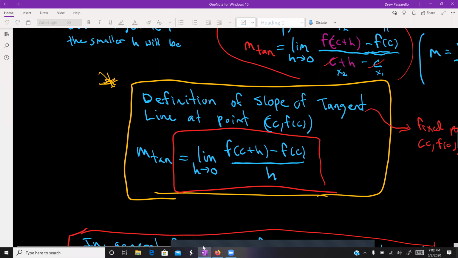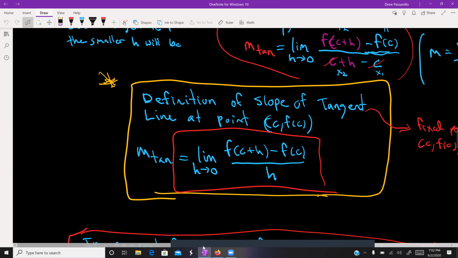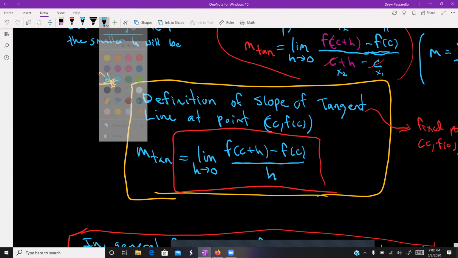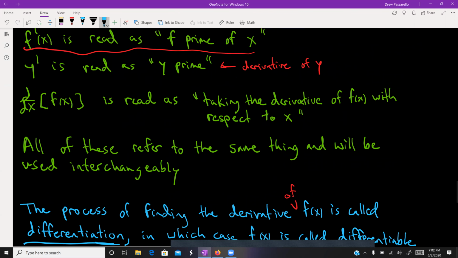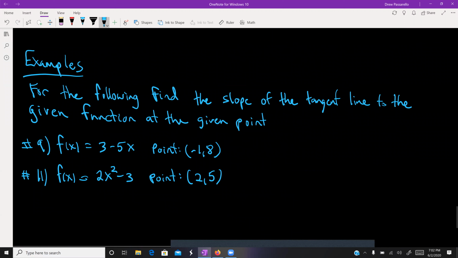So now I'm going to go into some actual examples. This is where I left off. Find the slope of the tangent line for the given function at the given point. So we have two examples. I'm going to do number 9, number 8.